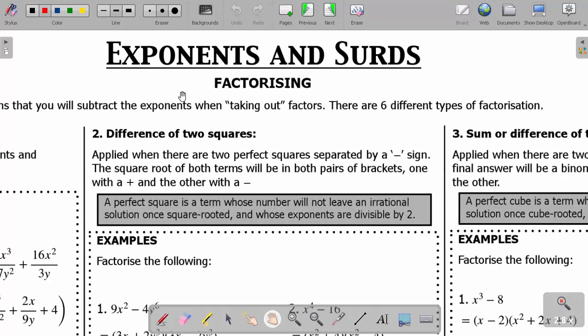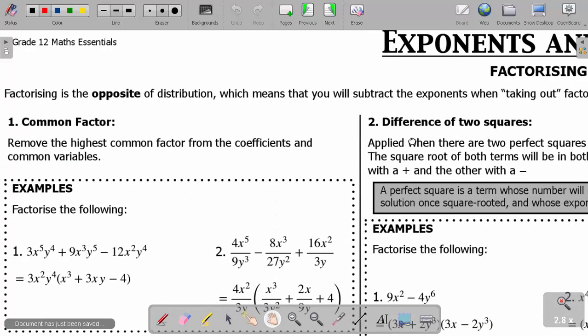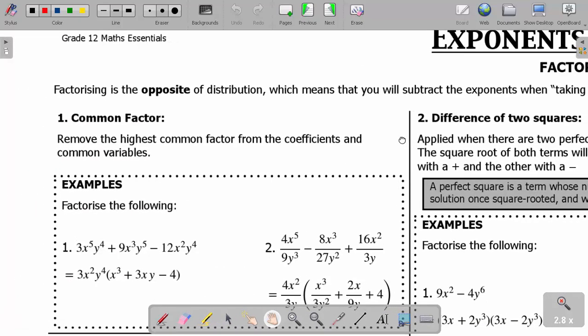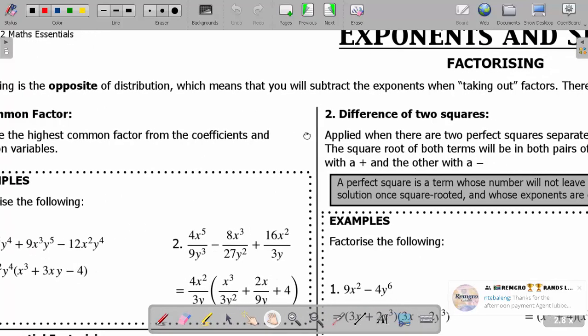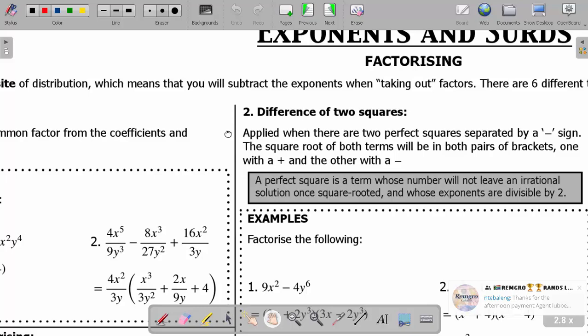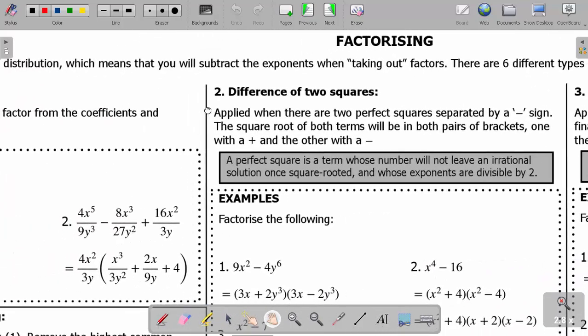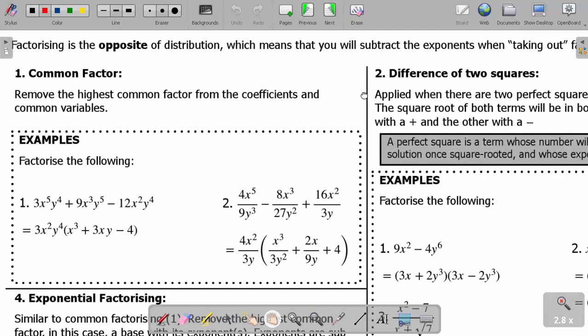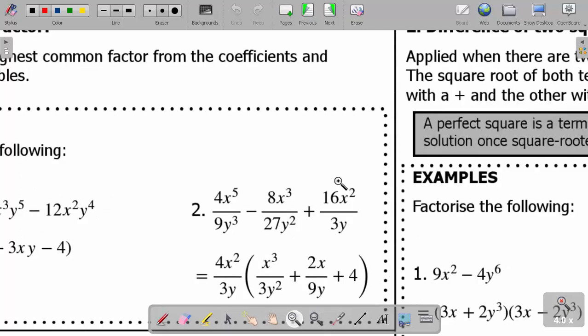Now under exponent and surd, we also recall factorizing. And please understand here that factorizing is the opposite of distribution, which means that you will subtract the exponents when taking out factors. There are 3 different types of factorization which we're going to look at, which you're supposed to know. Number 1, common factor.